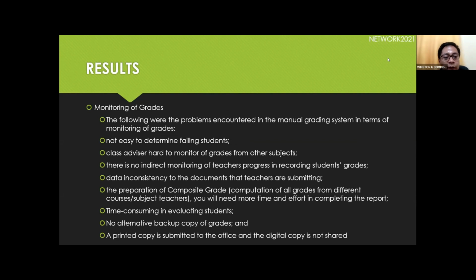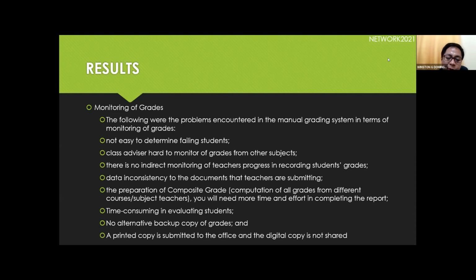In terms of monitoring of grades, the following were the problems encountered in the manual grading system: it is not easy to determine failing students. Class advisers find it hard to monitor the grades of their students in other subjects. There is no direct monitoring of teachers' progress in recording students' grades. There is data inconsistency in the documents that teachers submit. The preparation of composite grades, or computation of all grades from different subject teachers, needs more time and effort in completing the report.